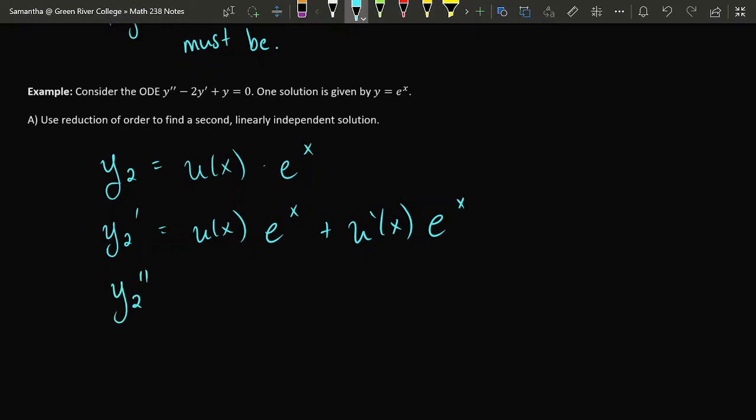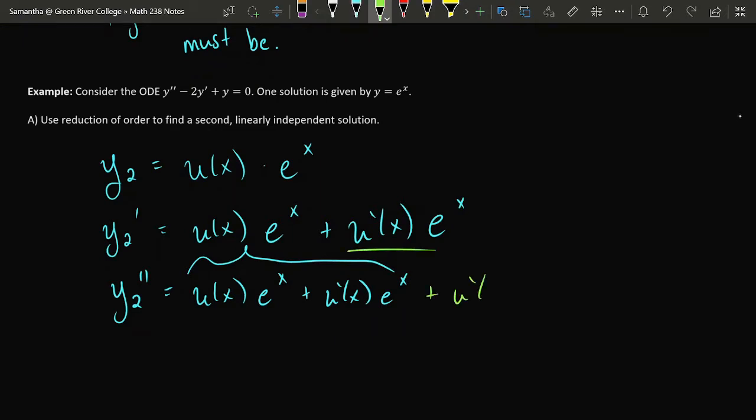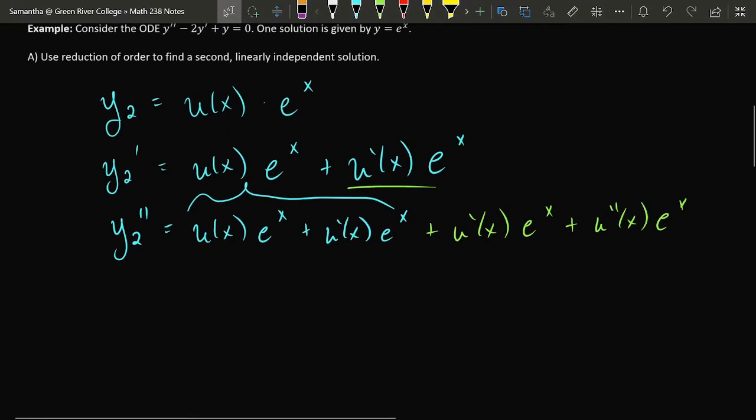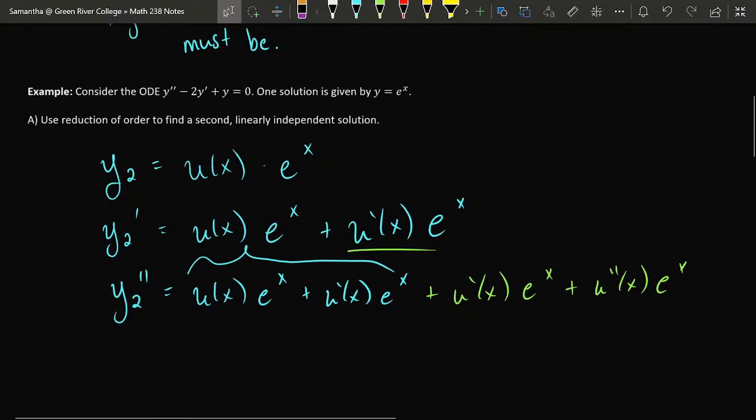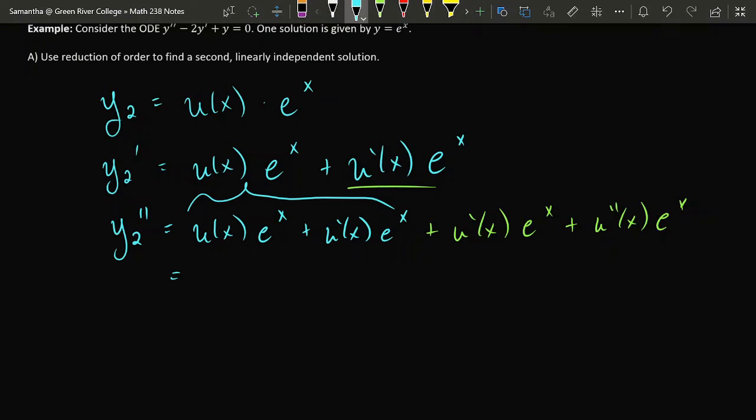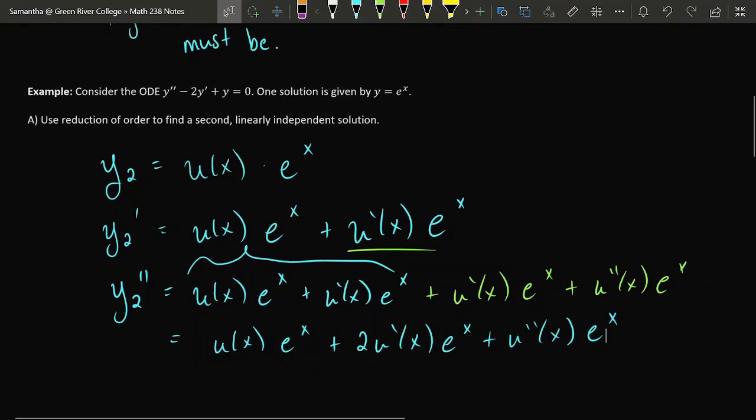Now to calculate y2 double prime, I'm going to have to use product rule twice, once for each of these two expressions. So here's the first times the derivative of the second, plus the second times the derivative of the first. That's product rule as applied to the first expression. And then for the second expression, we have the first times the derivative of the second, plus the second times the derivative of the first. So that's product rule as applied to the two terms in the back. Now this can be simplified ever so slightly. These two terms in the middle are a complete exact match, so they can be combined to give us 2 times u prime e to the x. But that's all that can be done in terms of simplification. We could, in theory, factor an e to the x out of everything if we wanted to.